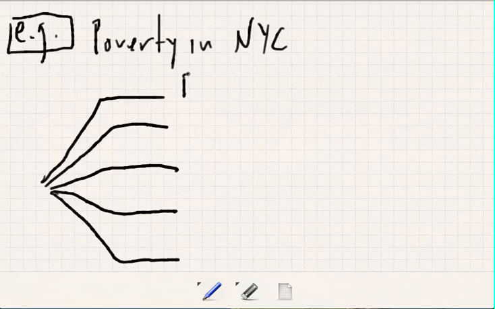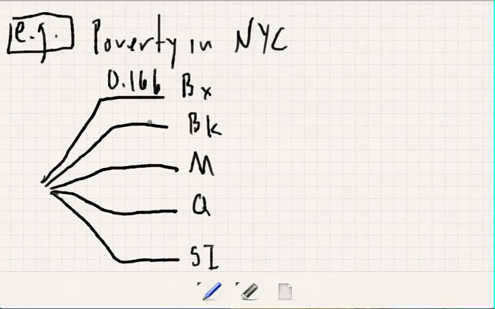Okay, so we've got the Bronx, Brooklyn, Manhattan, Queens, and Staten Island. And here's the percent of the entire population that each of these boroughs represents. The Bronx is 16.6% of the population, Brooklyn is very populous at 30.6% of the population. Manhattan is not so populous, 19.4% of the population. Queens is close to and catching up on Brooklyn.